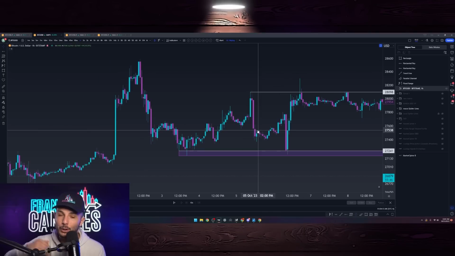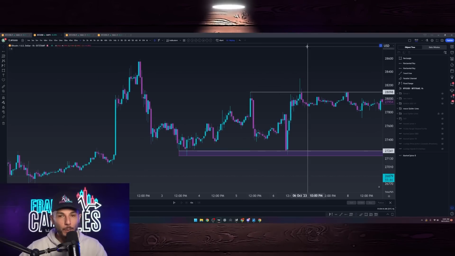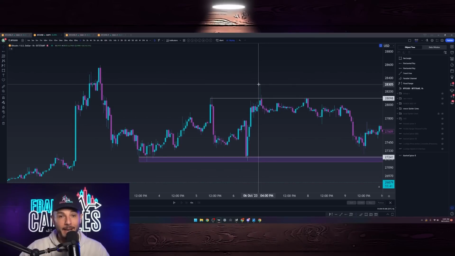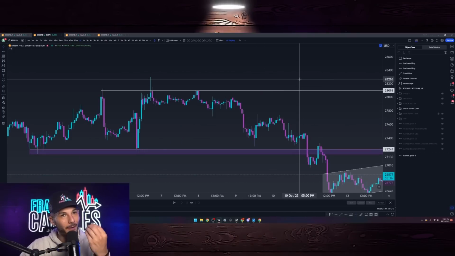So once you get that level, you can swing fail it multiple times. You just want to be careful of those new wicks that are created, because sometimes price can creep up and then swing fail that new wick. It's all a game of probabilities.